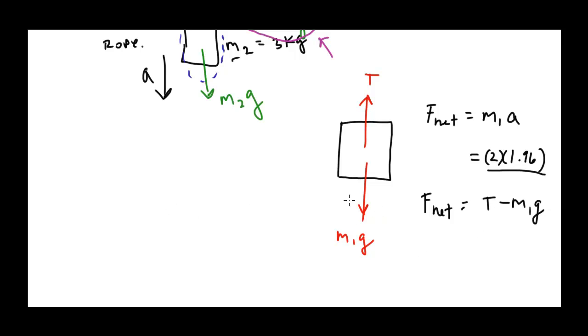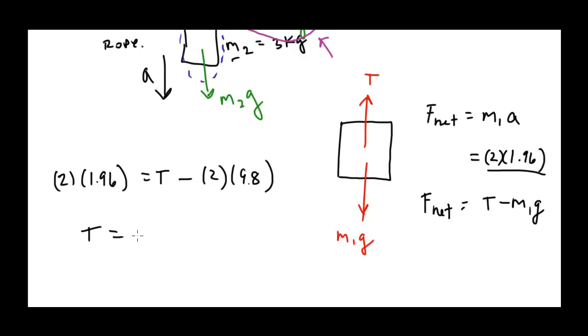And now I can go ahead and calculate the tension force. So I say 2 times 1.96, the net force, equals tension minus 2 times 9.8. So now I get that the tension here is 2 times 1.96 plus 2 times 9.8, which gives me 23.5 newtons.